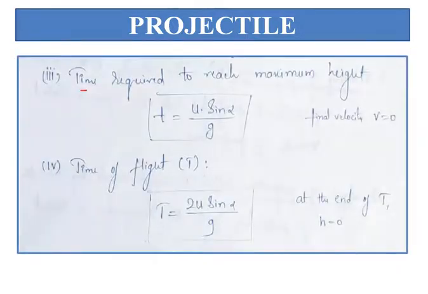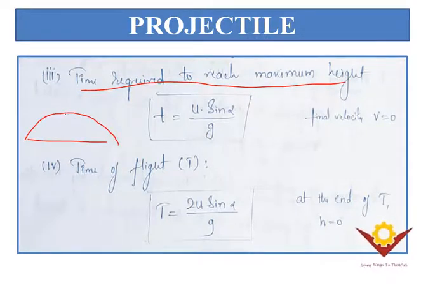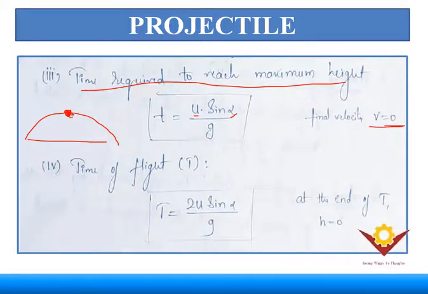And the next, the time required to reach maximum height. You have already seen these projections. The time required to reach this maximum height is u sine alpha by g, where u is your velocity and alpha is your angle of projection. The final velocity is when the projectile has reached here, and this is your velocity at the final point, which is final velocity v equals 0.